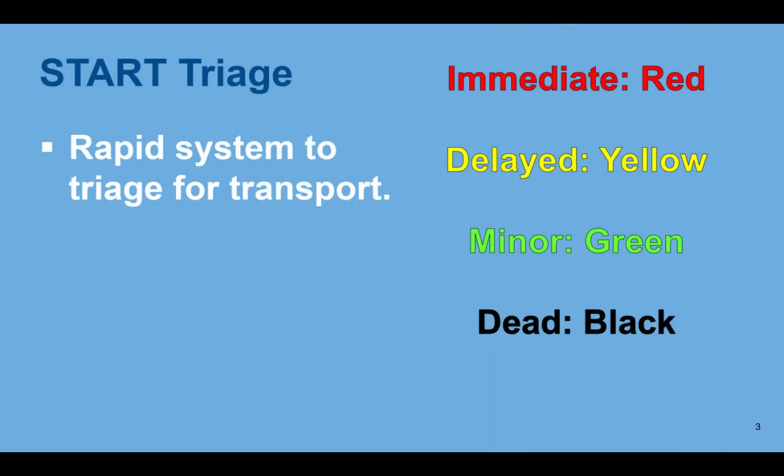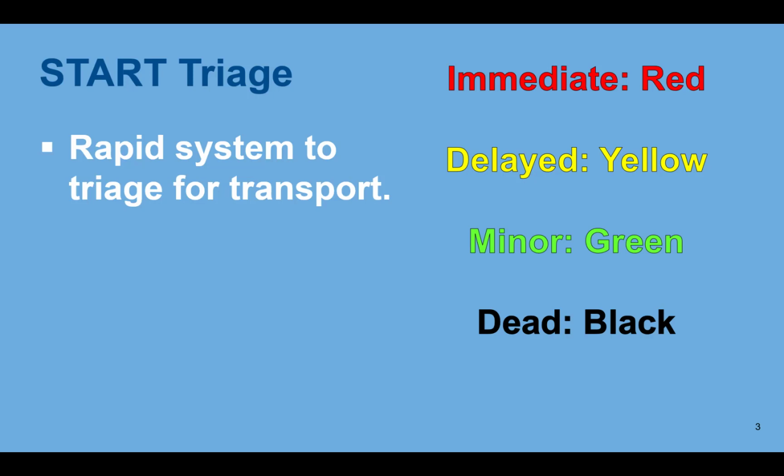So STAR Triage is basically a rapid system to triage patients to figure out who needs to be transported first, who needs care first, and who's already passed. There are 4 basic levels right here. Immediate is our red patients. Those are our really sick patients that we have the resources to be able to take care of.